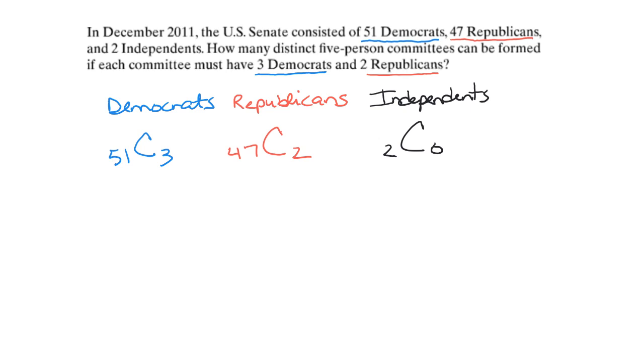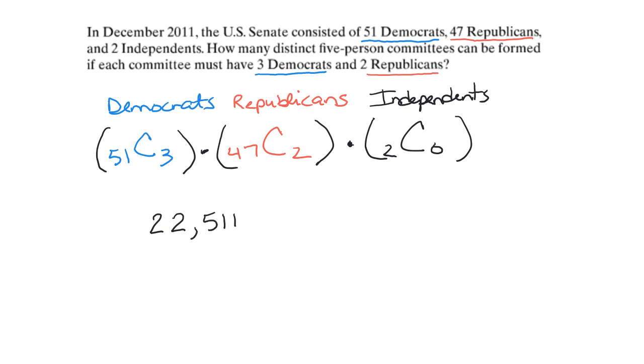All right, so you find the combination for each of these, and what you need to do with this is to go in and multiply them. So we're going to take this combination times the Republicans, and you can do the independents. That's just going to be a 1 there. Right, and you put this in your calculator, and your result should be 22,511,825 distinct committees.